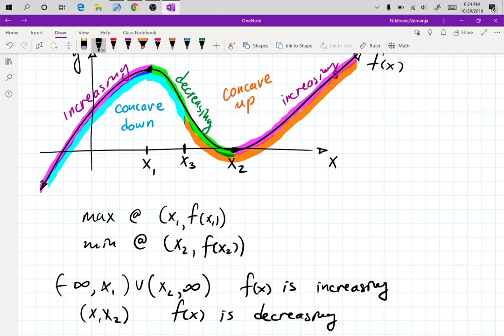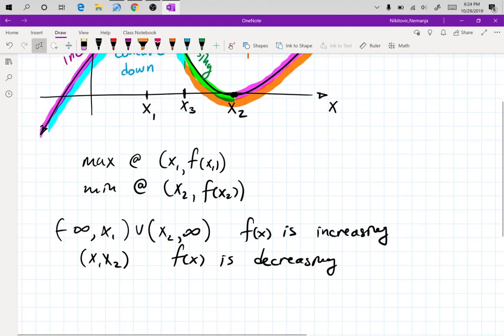So from one value on x to another value on x, you have the function increasing, i.e. going up. If you go from negative infinity on x to x1, the function is increasing. And then after x2 to infinity, the function is also increasing. Then the green decreases.